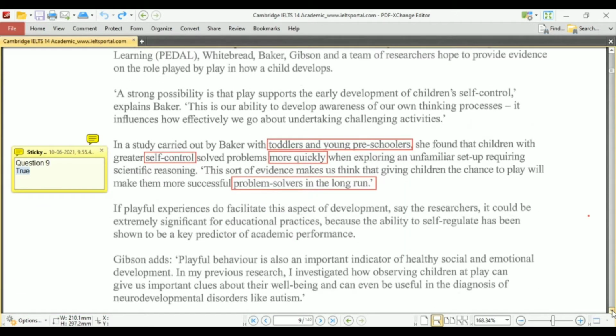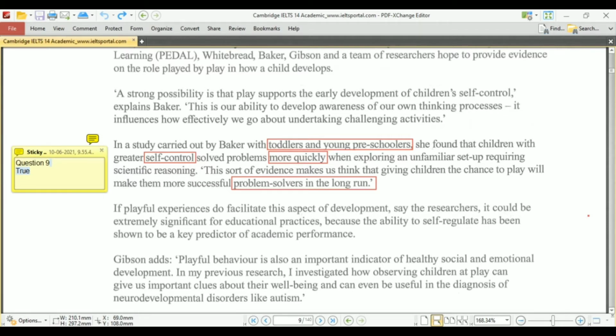What is the meaning of this passage or paragraph basically? This paragraph is where I found the same thing. I have highlighted a few words here. Here you can see, in the study carried out by Baker with toddlers and young preschoolers, she found that the children who have great self-control, the same thing which was in the question. I have highlighted these things because you will probably find the same thing in the question as well as in the paragraph.